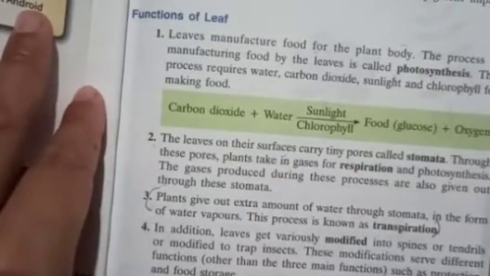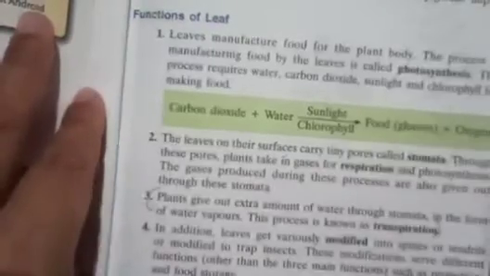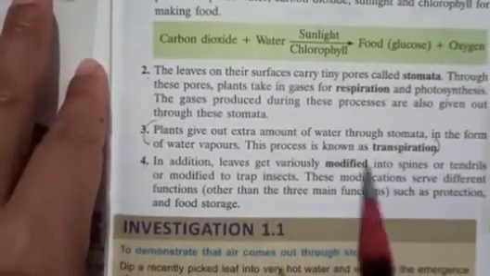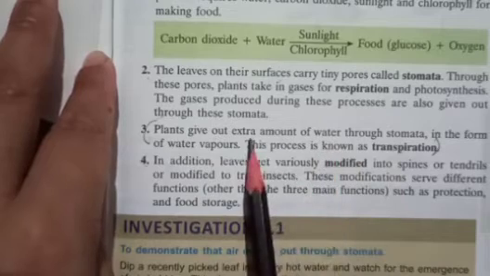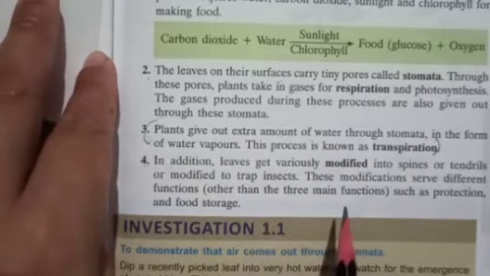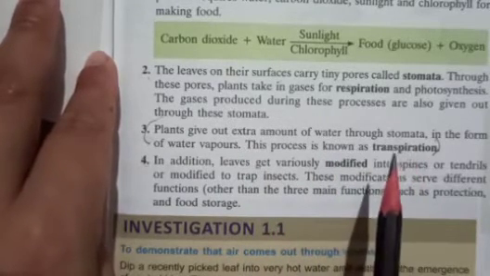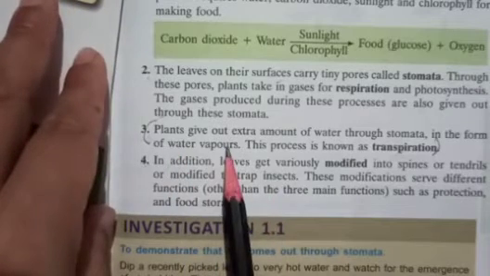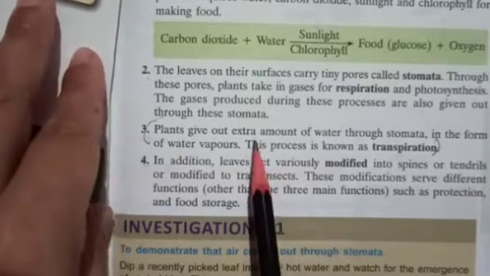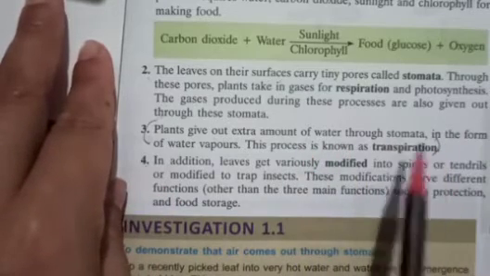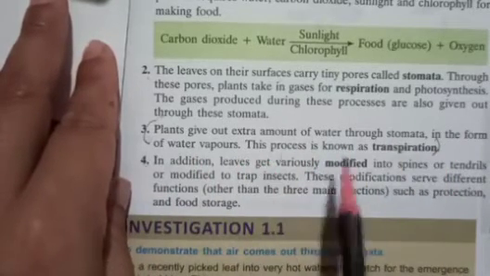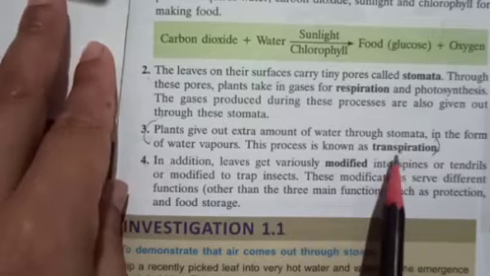And the third one is, what is the main function of a plant? That it gives out oxygen. So it gives out oxygen for all the animals and human beings. And plants give out an extra amount of water through stomata in the form of water vapors, and this process is known as transpiration.